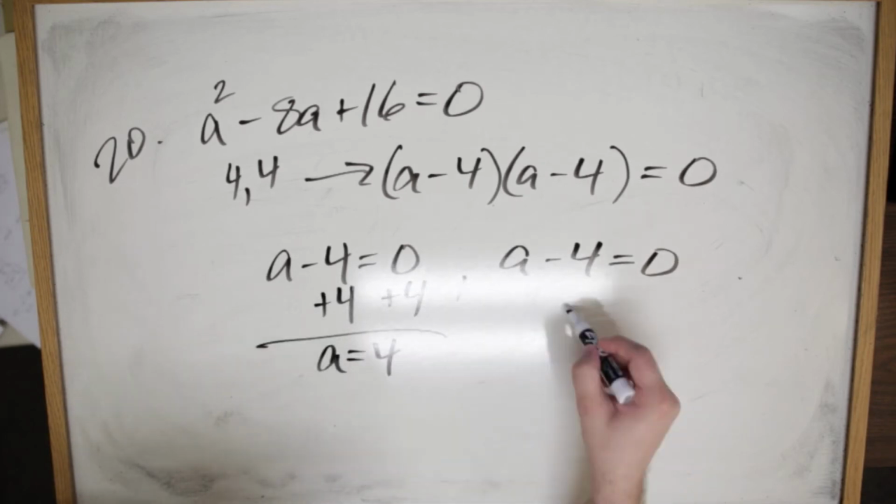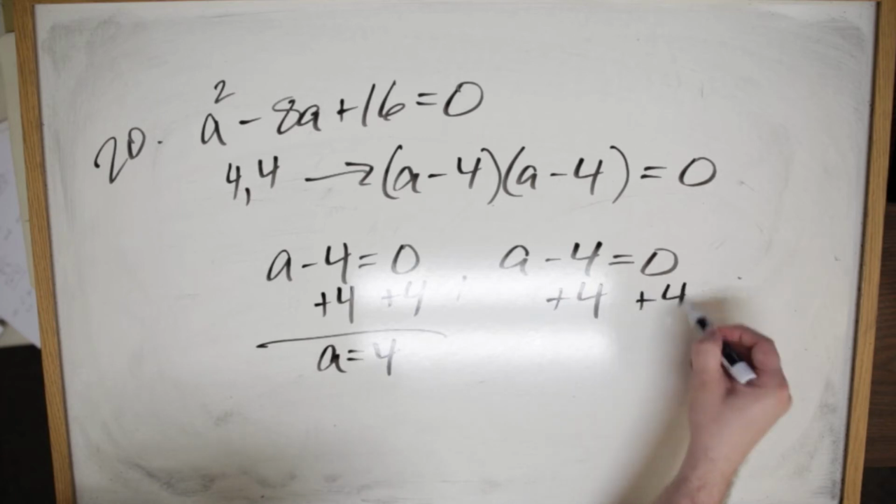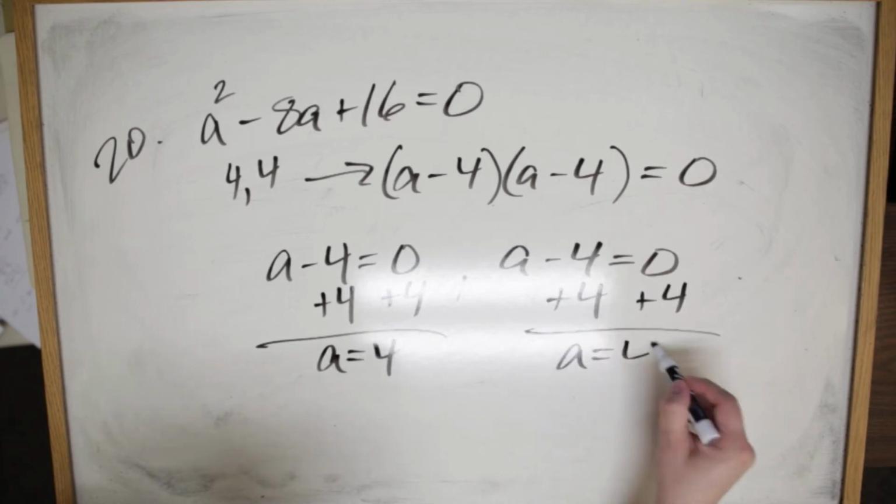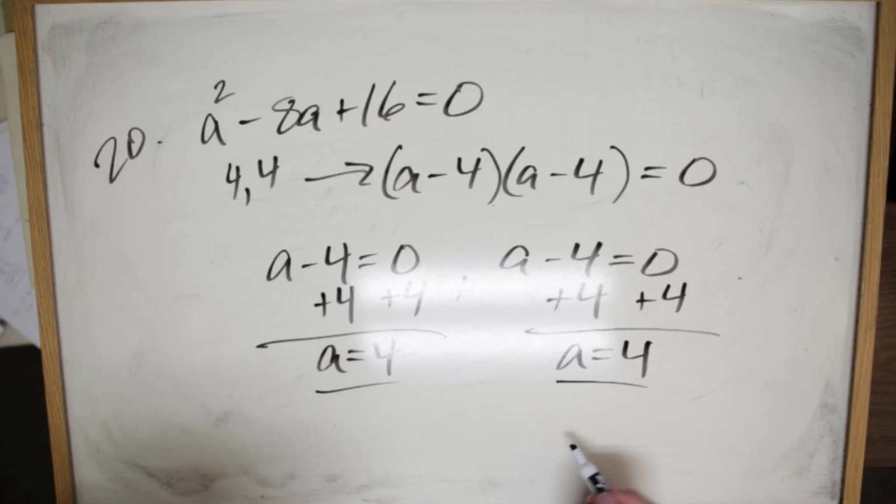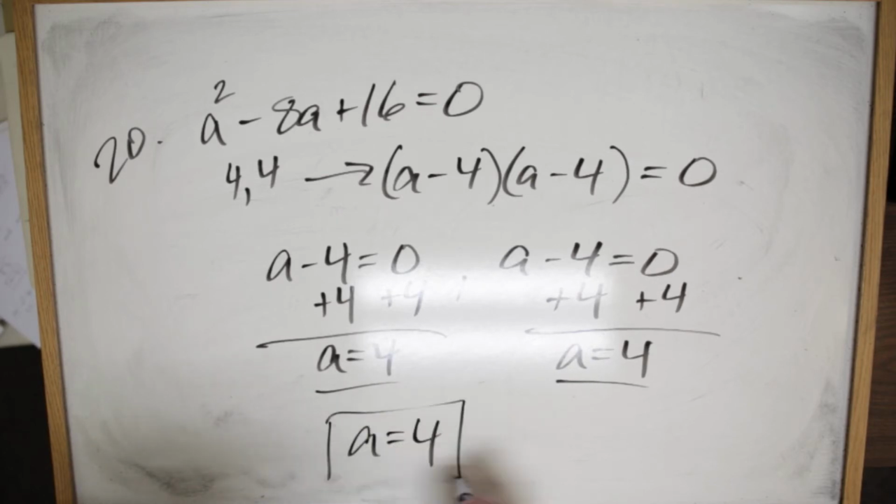A is equal to 4. A is equal to 4. They're the same thing. That's totally fine. Sometimes you get double values. You don't have to write both down. So if it says, show me the values in a comma-separated list, all you have to write is a is equal to 4. This is completely sufficient. Because it shows up twice, you only have to write it once. You don't need to write it 2 times.